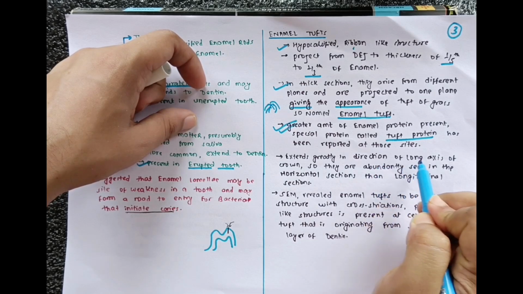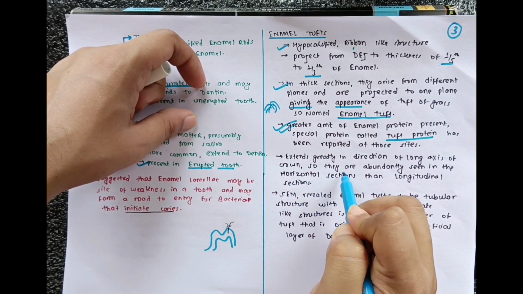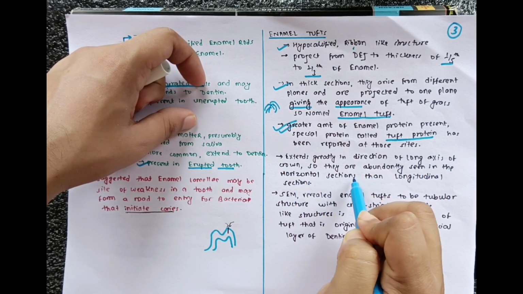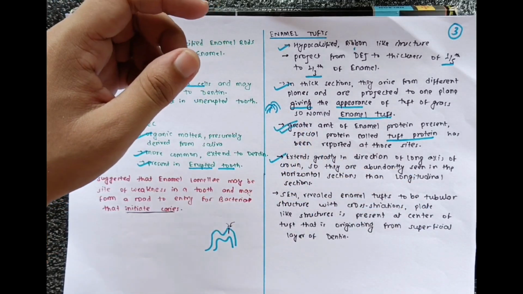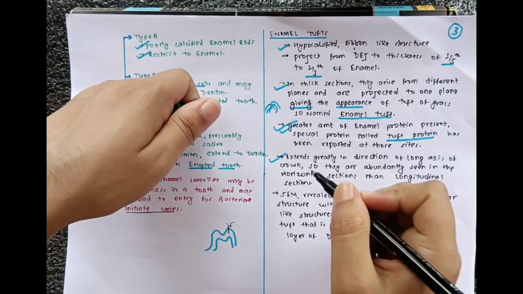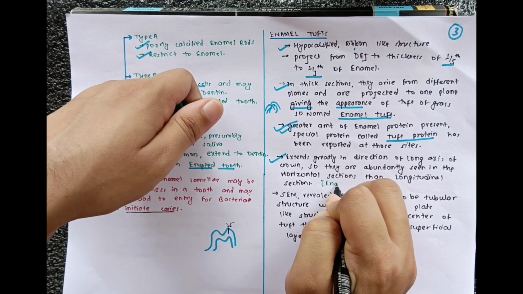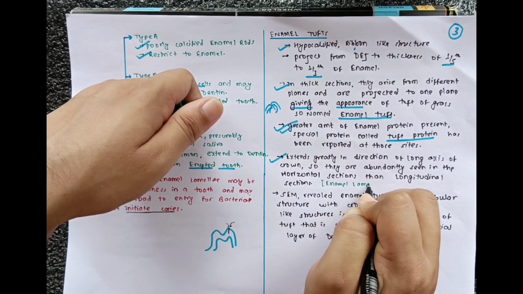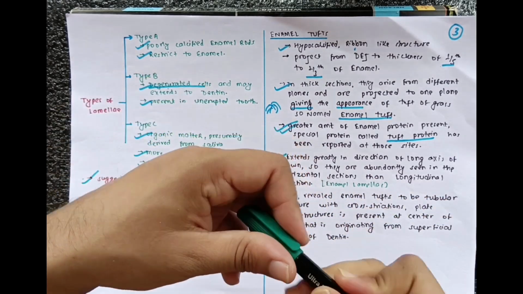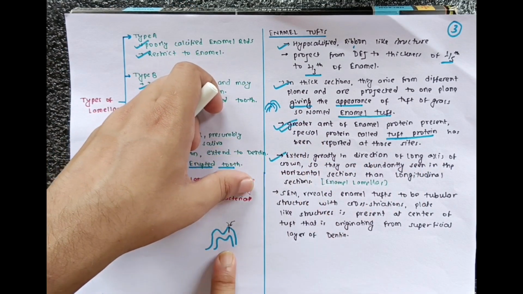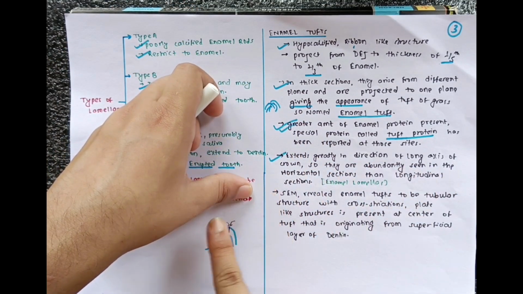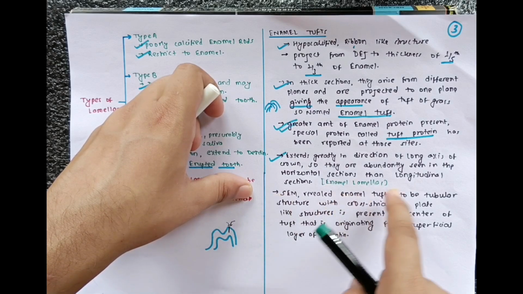Now they extend greatly in the direction of the long axis of the crown, so they are abundantly seen in the horizontal section rather than the longitudinal section. This also applies to the enamel lamellae, that they extend greatly in the direction of the long axis of the crown, so they are abundantly seen in the horizontal section rather than the longitudinal section.